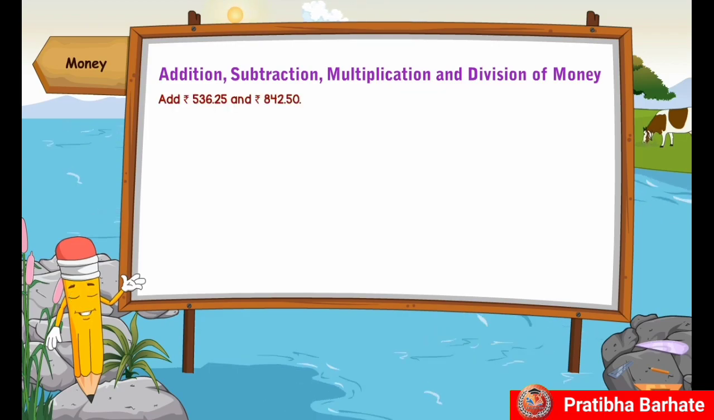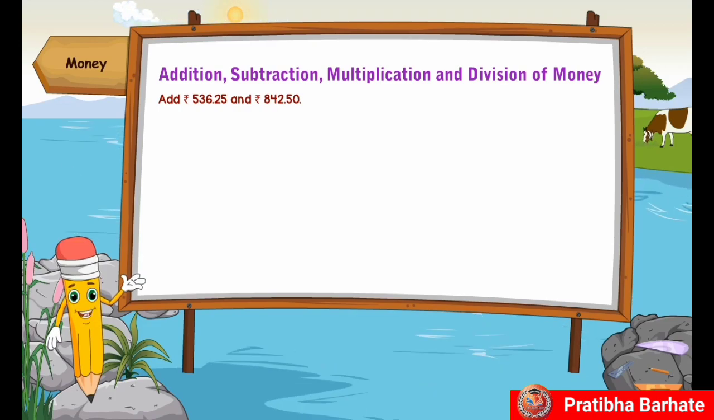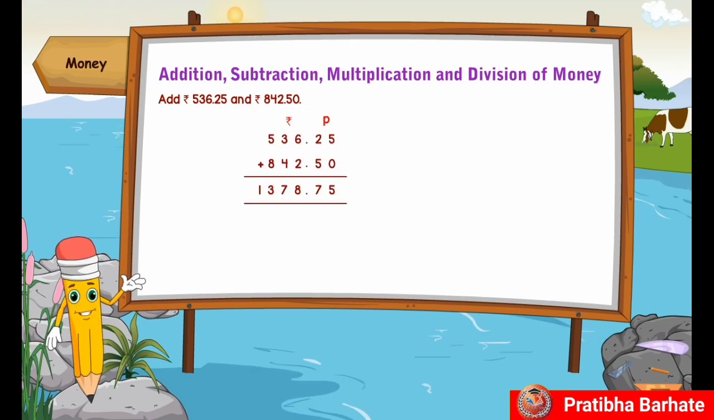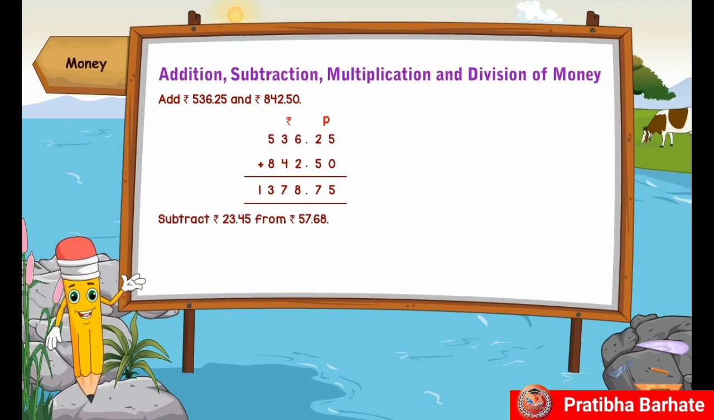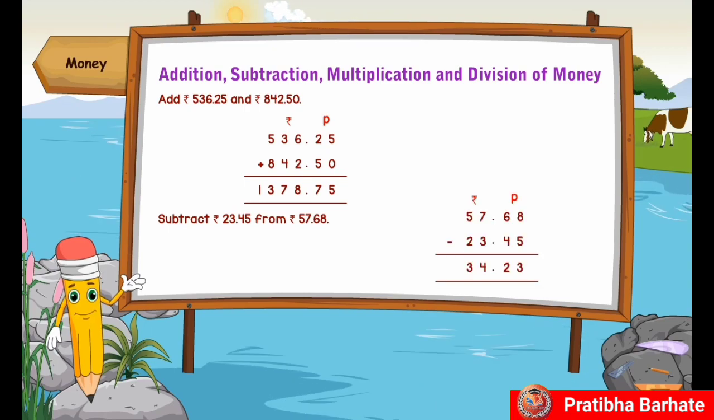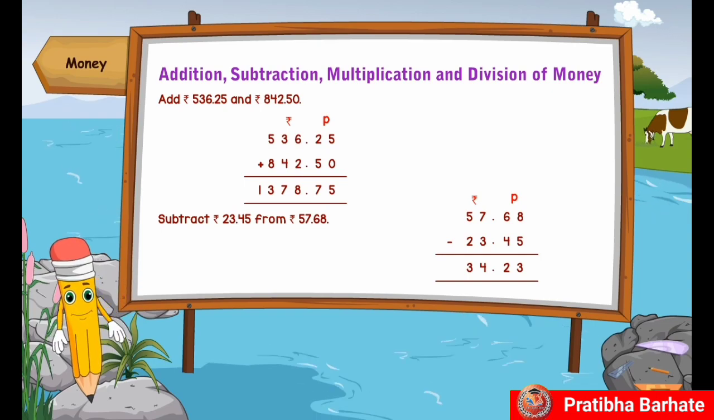Add 536 rupees 25 paise and 842 rupees 50 paise. Write rupees and paise under their respective columns and add as shown. Subtract 23 rupees 45 paise from 57 rupees 68 paise. Write the bigger amount on the top and the smaller amount below it and then subtract as shown.